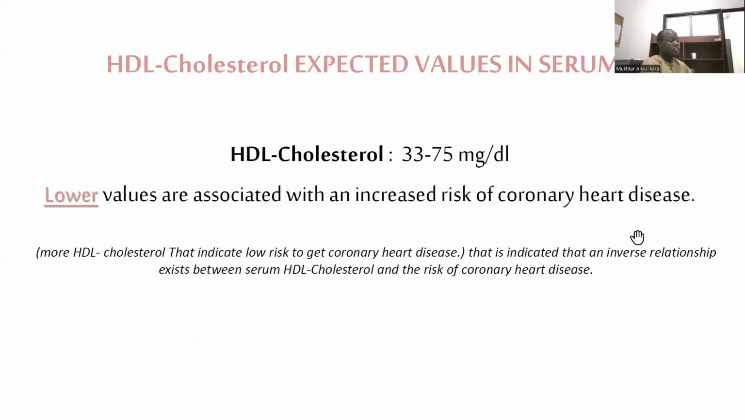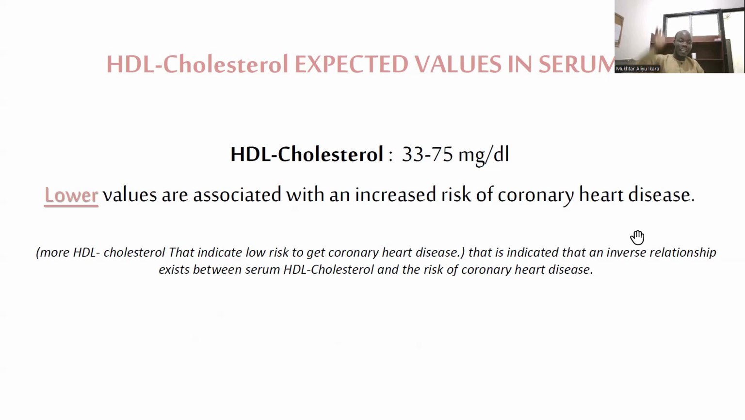So if the HDL cholesterol is below the range of 33 to 75 milligram per deciliter, it means that there is a problem, because there is an increased risk of coronary heart disease. So more HDL indicates a low risk of coronary heart disease. That indicates an inverse relationship exists between serum HDL and the risk of coronary heart disease.